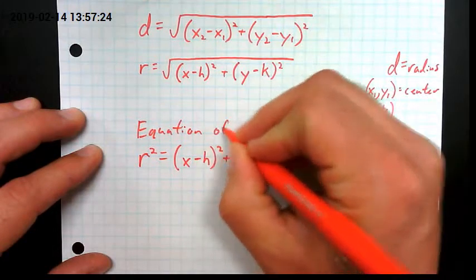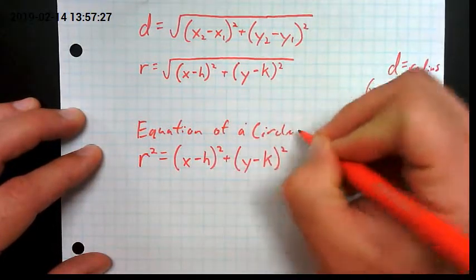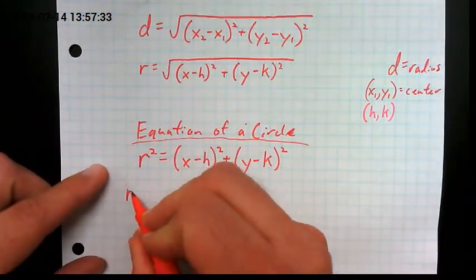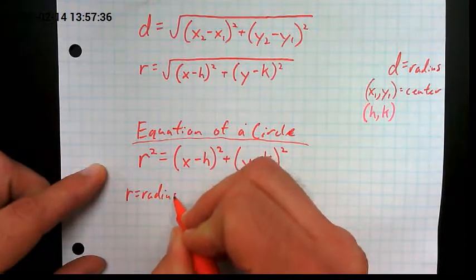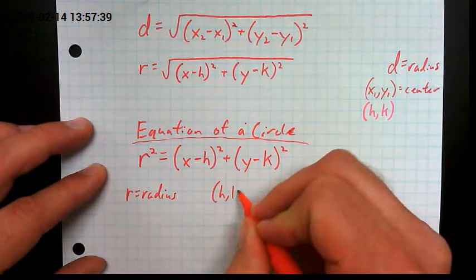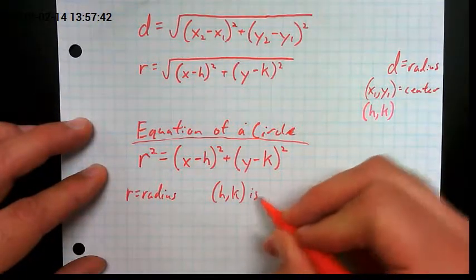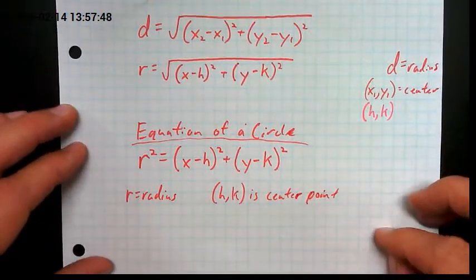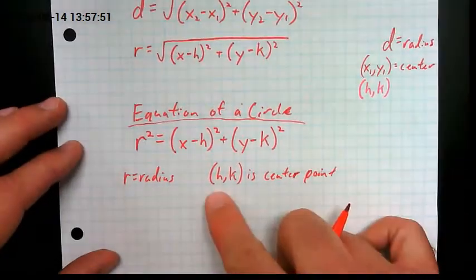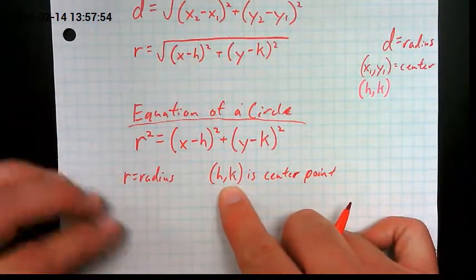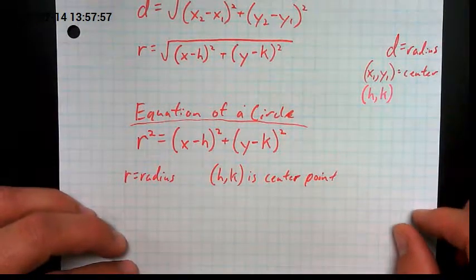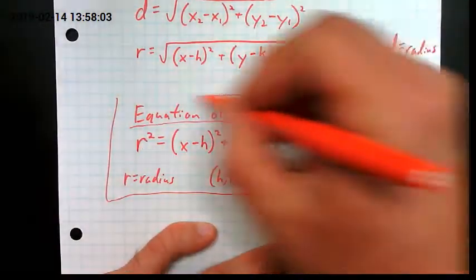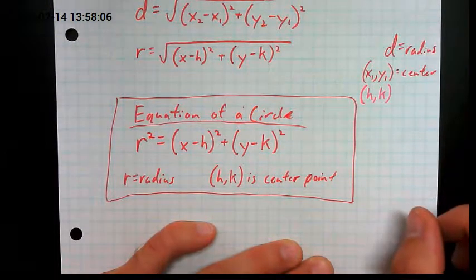Equation of a circle. And in this format, you want to remember that R represents your radius, and the h and k values represent your center point. Yep, h is the x value, k is the y value. So again, this is what's really important. This is what our whole lesson today is based on, is that formula right there.